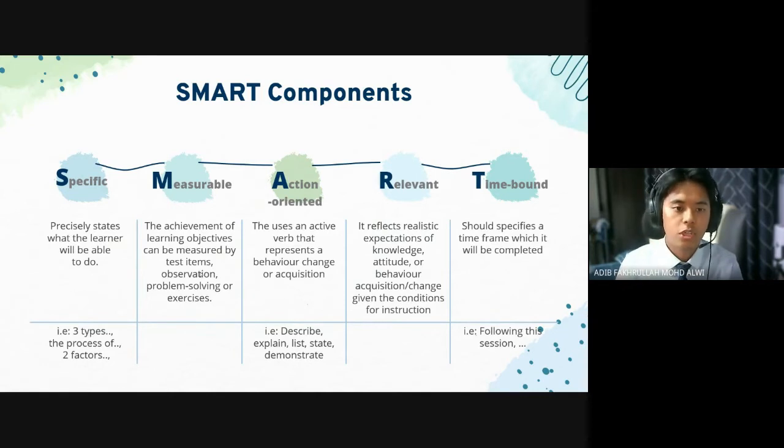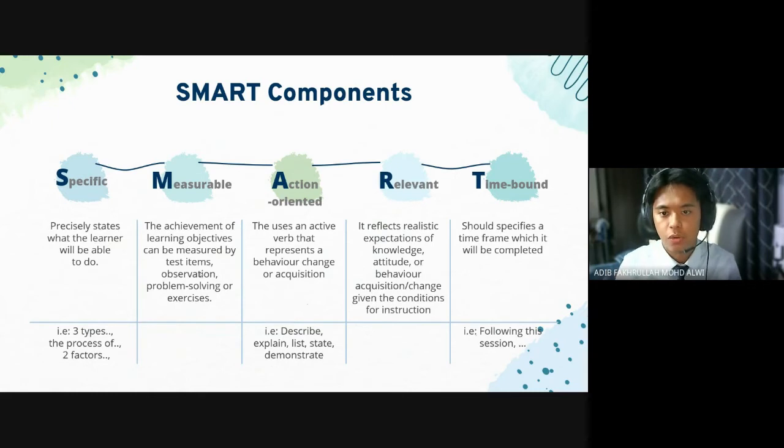Okay, for specific, the learning objective should precisely state what the learner will be able to do. For example, three types, processes of, and two factors. Okay, the next one is measurable, which describes that the achievement of the learning objective can be measured by test items, observation, problem solving, or exercises.